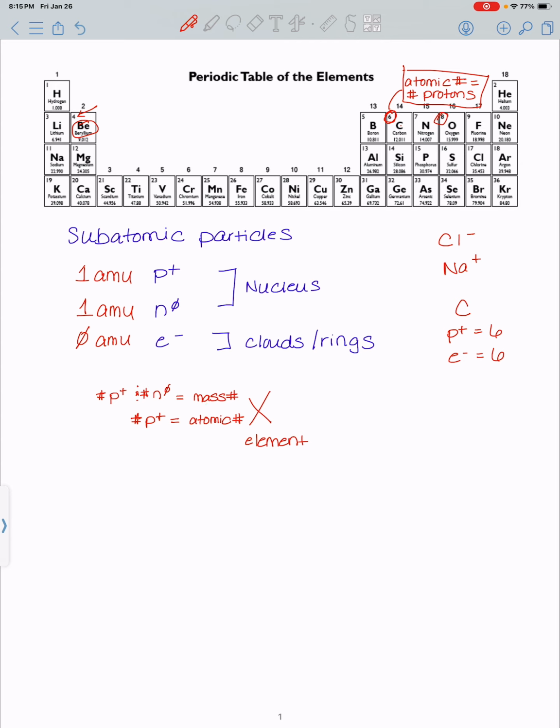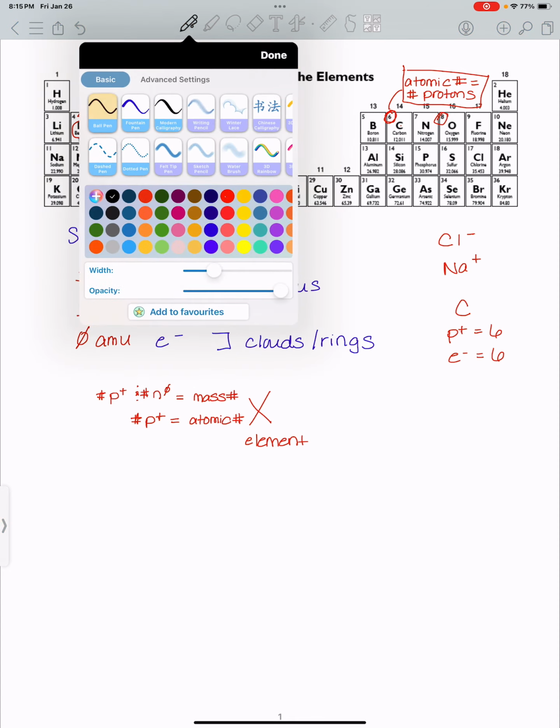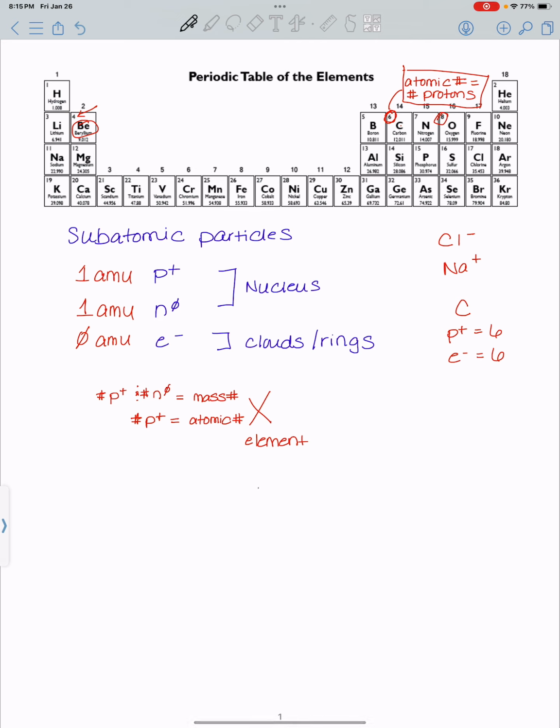So let's do an example. If we have oxygen, let me switch over. If we have oxygen, and we are given a mass number of, let's do 20. How many protons, neutrons, and electrons do we have? So we were only given one number, and that is the mass number. But remember, we can always get the atomic number by looking at the periodic table.